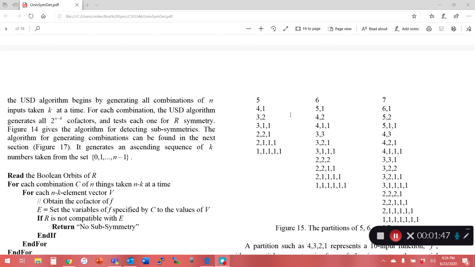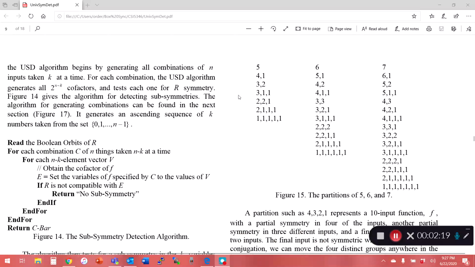Now, generating these partitions of an integer is actually a fairly straightforward process, and there are a number of different descriptions of the algorithm out there. Donald Knuth, in his latest book, has described this algorithm and how to organize it and how to generate these partitions of integers. Although I think the algorithm is a little obvious.